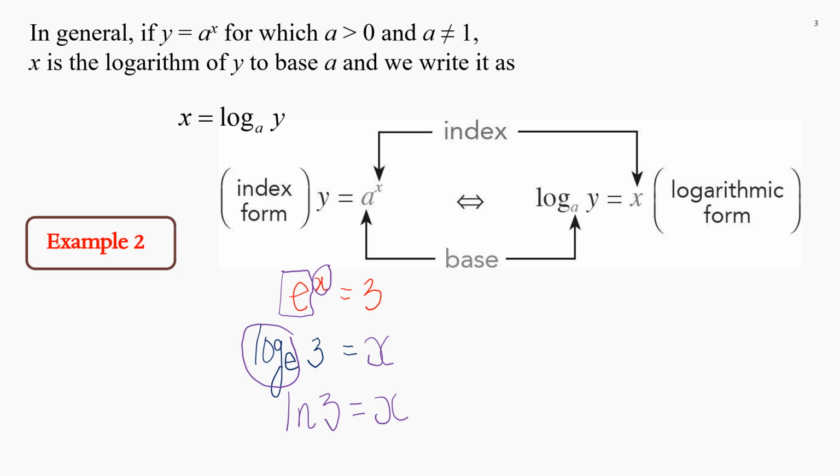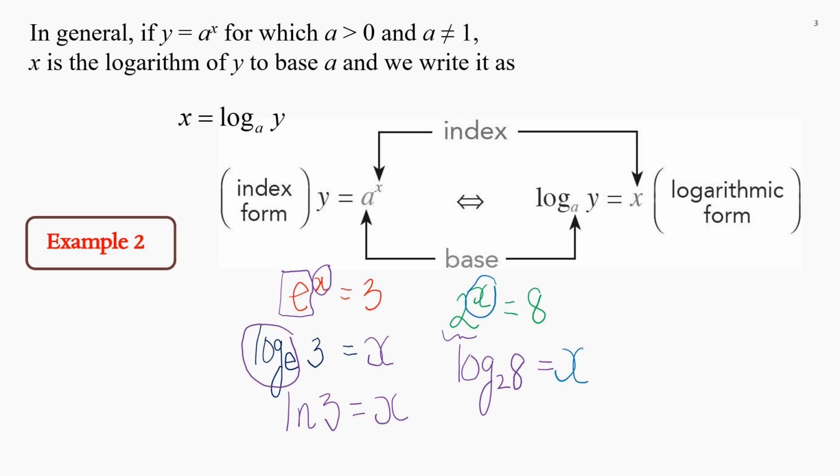Let's do another example. Let's say we have 2 to the power of x equals 8. The base will be base 2, so we will have log base 2. And then the answer on the right hand side will become the left hand side, and the index will have to appear on the right hand side. So this is how you can convert from index to log.